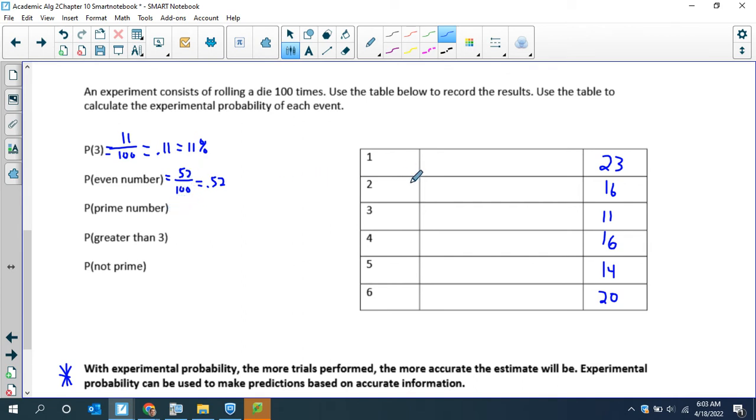A prime number. So prime numbers are numbers that cannot be divided by anything other than itself and 1. And by definition, 1 is not prime. So our prime numbers are 2, 3, and 5. So again, it really should be 50% chance of happening because half the numbers are prime, but if we add these all up, we'd have 16 plus 11 plus 14. So we have 41. So that's a little bit lower than we would expect.